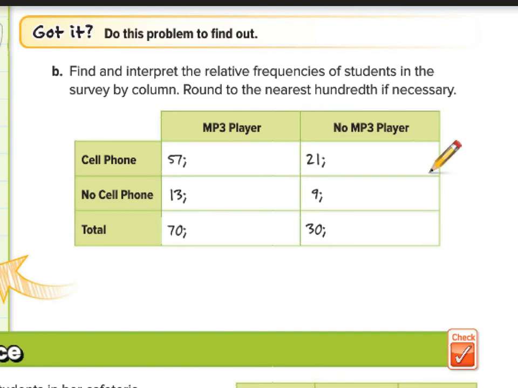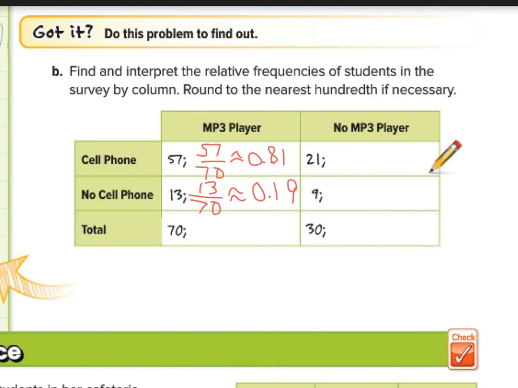Now remember that we have to find the total number of students that we were talking about. The total number of students with MP3 players was 70, as you can see here, it's being given. And the total number of students with no MP3 player was 30. So we have to find the relative frequencies. And for that, we write 57 here out of 70, right? And over here, we have 13 out of 70. And that gives us here approximately 81%. Okay, and over here we get about 19%.